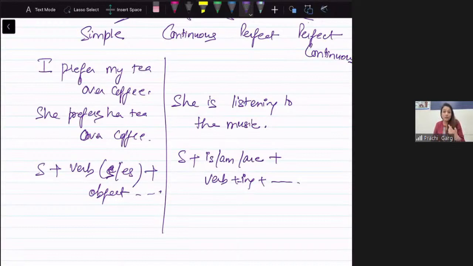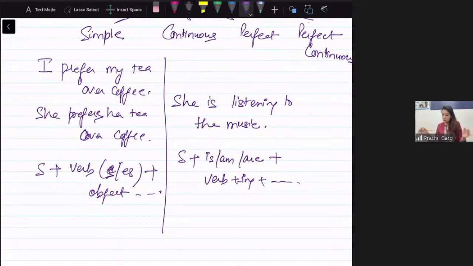Or if I want to say that I am not listening to the music, I will say, I am not listening to the music, right? While I'm speaking, I am not listening to the music, right? Am I clear? But if I want to question in present continuous, how will I question? Is she listening to the music? Yeah, is she listening to the music right now? Is she listening to the music? Am I clear? Yes, are we clear till here, till present continuous and simple present?